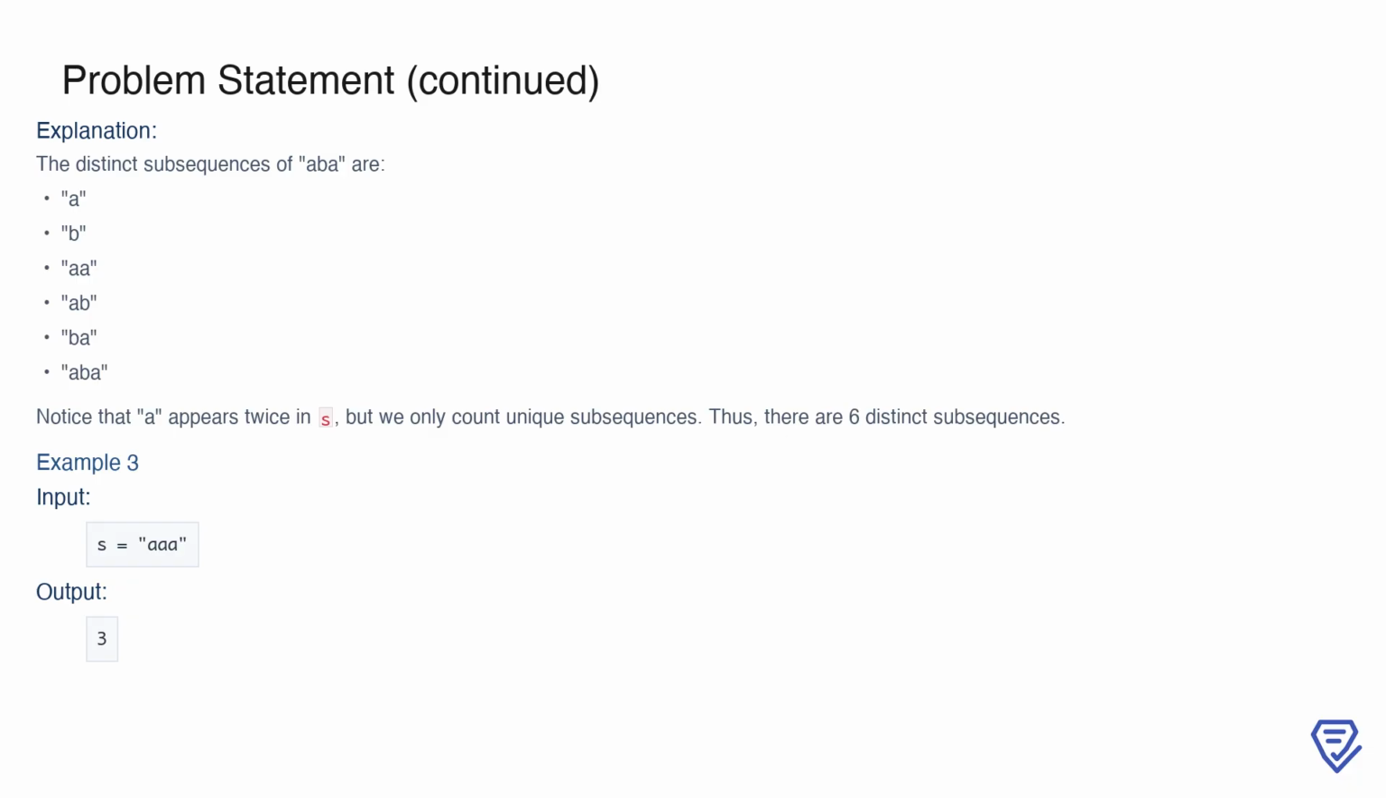Next, take the case where S is AAA. Here, the subsequences are simply A, AA, and AAA. Since all characters in the string are identical, the number of distinct subsequences is limited to 3.